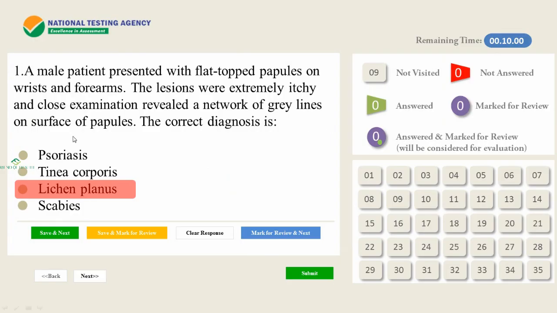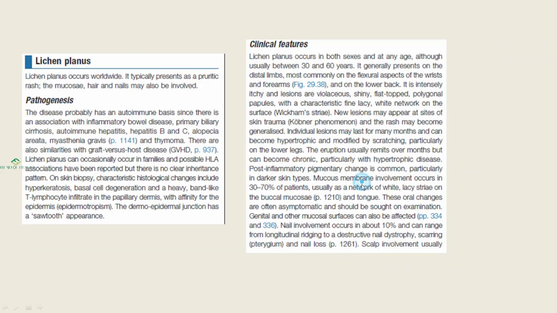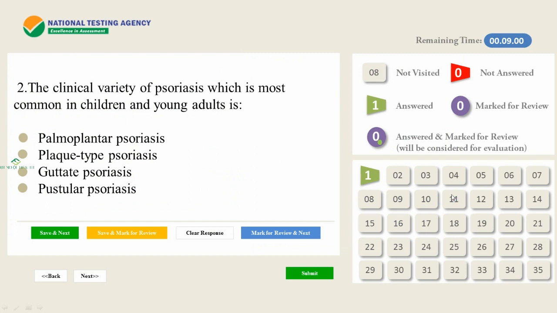If you see the question again, flat-topped, extremely itchy, then a network of grey lines on the surface of papules. So many clues are there, so we can confirm the answer and just move on. If you have read the chapter properly and highlighted it, you can easily answer and move on, and save this time for other questions. So that's all about lichen planus. Always go to textbooks like Davidson's textbook, that is an authentic textbook.